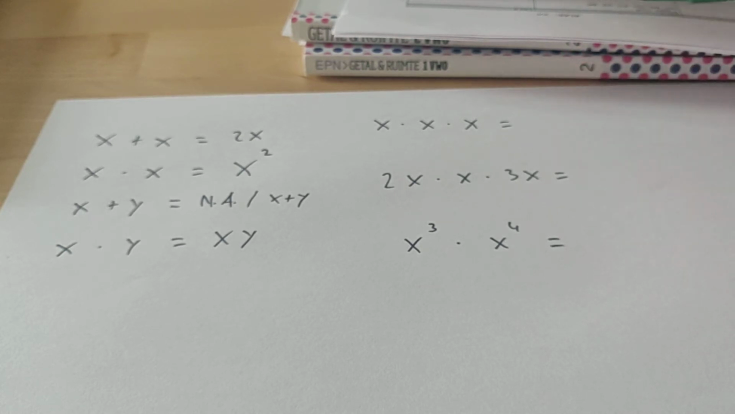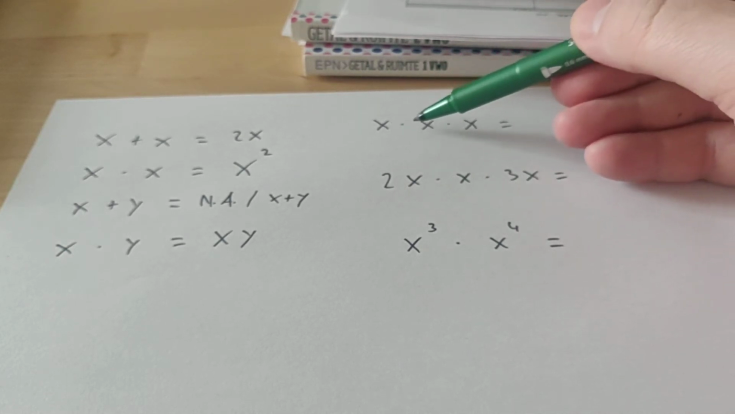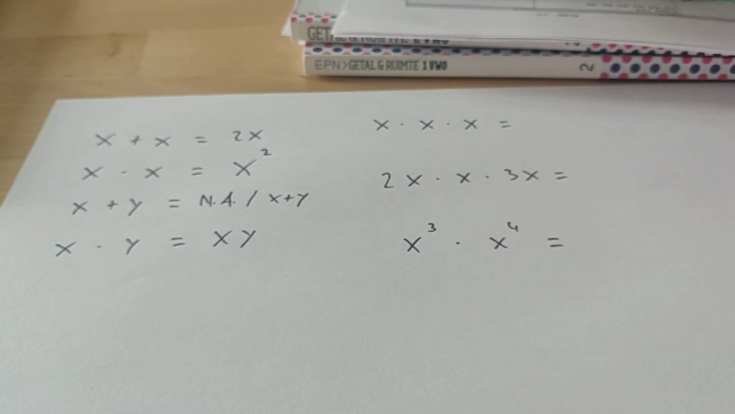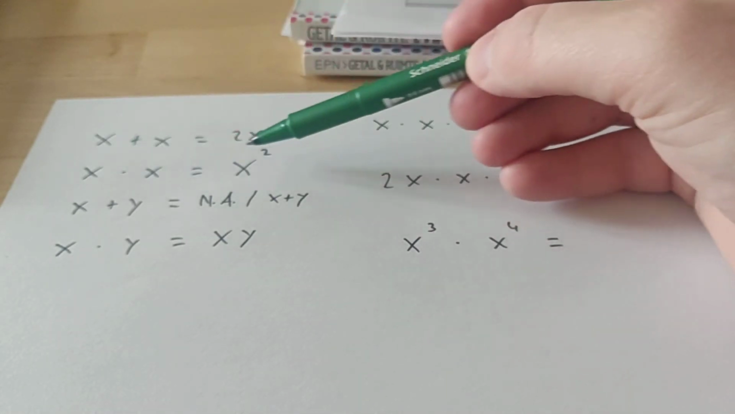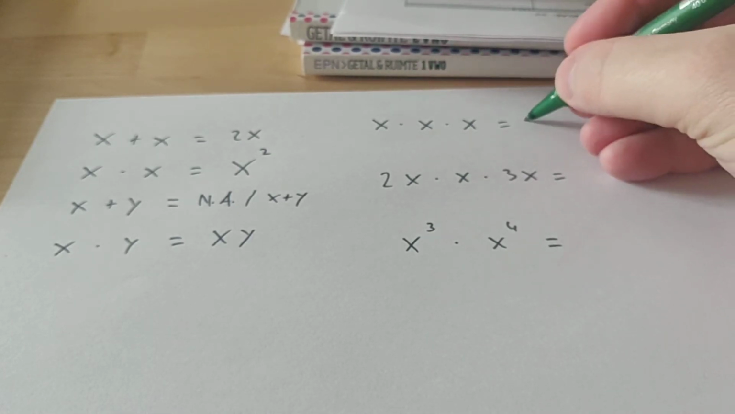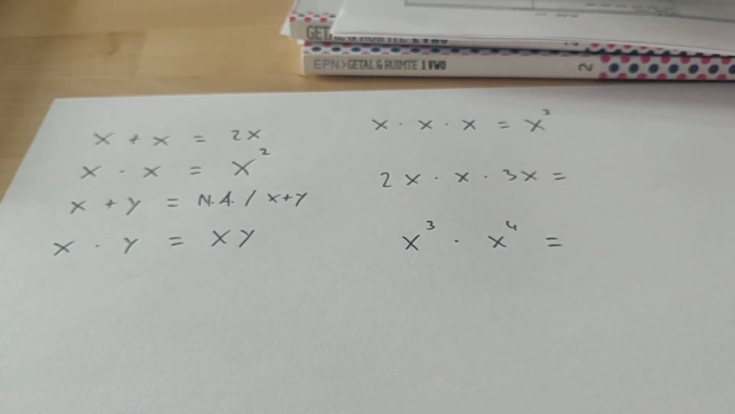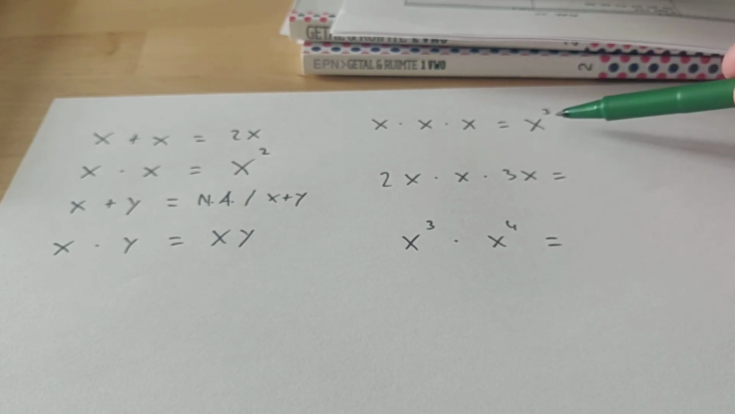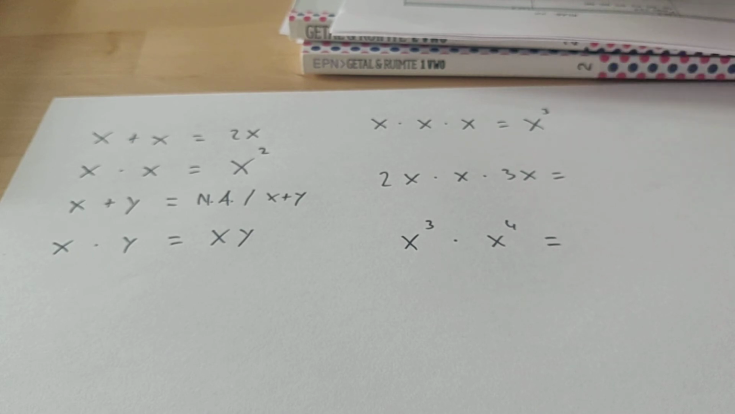Moving on to this row then, now I see 3 x's, x times x times x. So if I only have 2 x's, x times x, it's going to be x squared. So x times x times x is going to be x with a little 3 there. You pronounce it as x to the power of 3. Okay, so this is x to the power of 3.